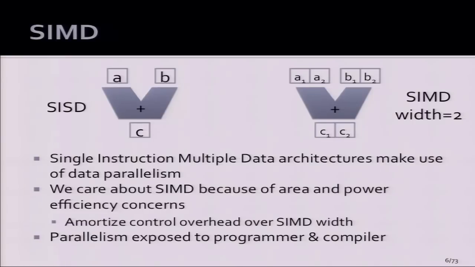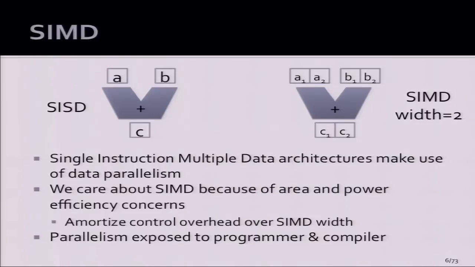A single instruction, multiple data architecture, this little cartoon assumes a SIMD width of 2, will take two vectors of A1 and A2 and B1 and B2, and we'll add them together to produce another vector of C1 and C2. So the reason why that's called data parallelism is that we're parallelizing over the data, right? We have these input vectors and we have an output vector, and the elements in those vectors are independent.